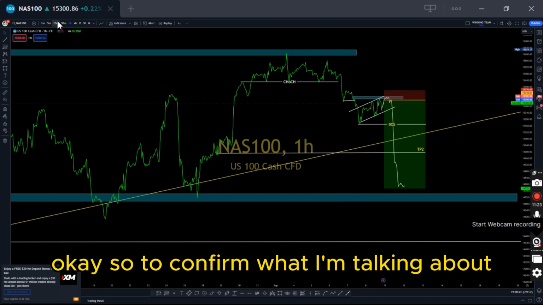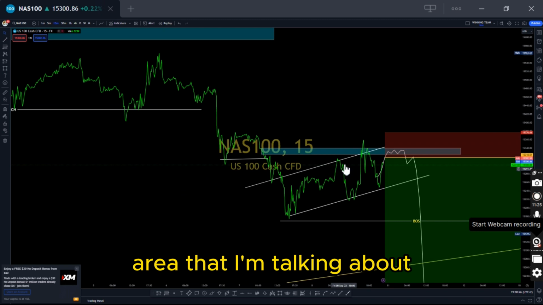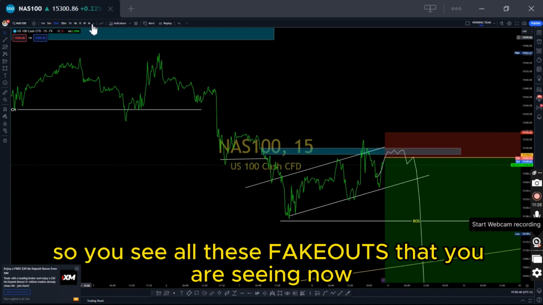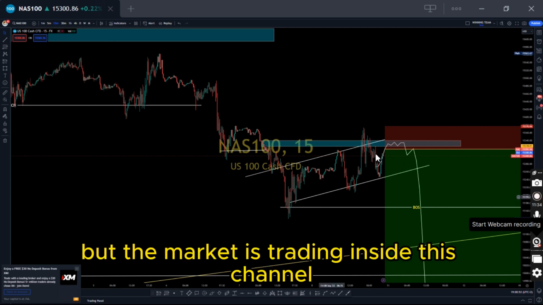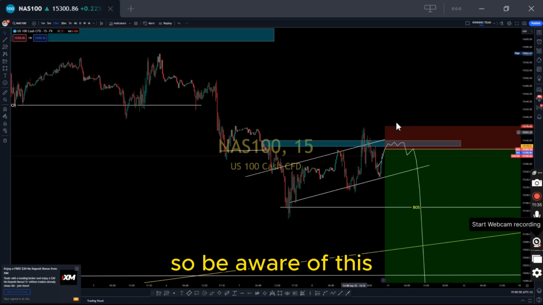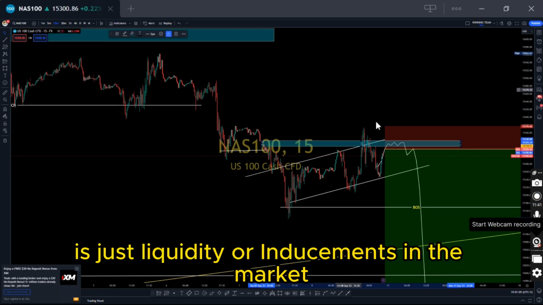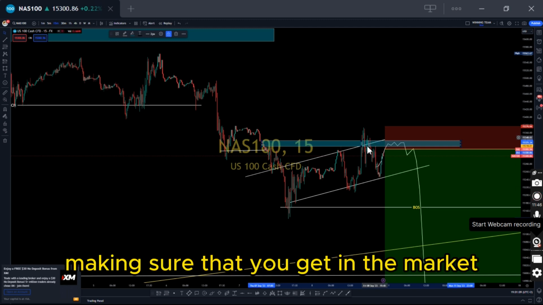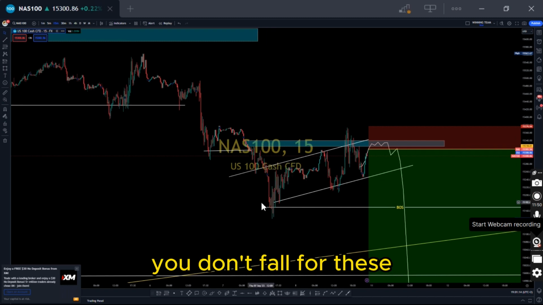Okay, so to confirm what I'm talking about, let's go down to 15 minutes so that you can see that area that I'm talking about. So you see all these fake outs that you are seeing now there on 15 minutes. Let's go and open the candles, you see, the market is trading inside this channel. So be aware of such things like this, okay? The zone is here on this level. So whatever is happening here, guys, is just liquidity or inducements in the market, making sure that you get in the market in the wrong direction, okay? So don't fall for these, guys. Don't fall for this.